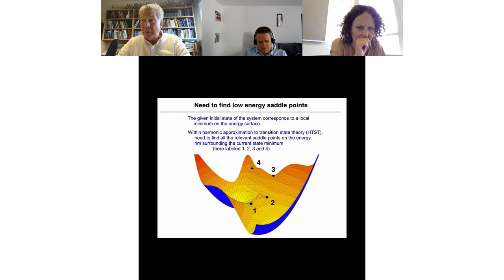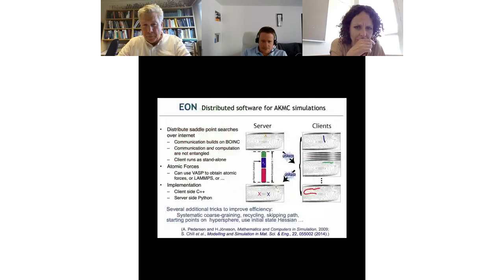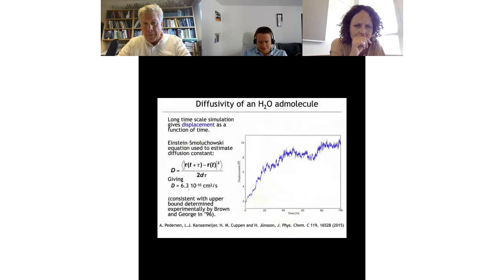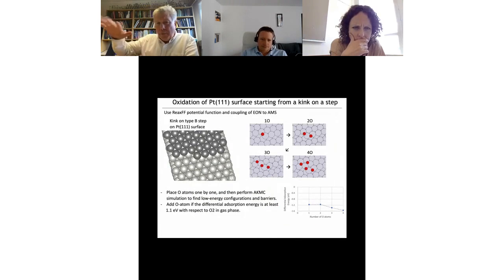But that is a very, very important thing. As I said, we are using ReaxFF here for this oxygen on platinum, and I was very nervous about that. I was expecting that we would have a lot of little bumps and even discontinuities. But Alejandro tells me that he isn't seeing that. So this ReaxFF potential seems to be good enough.